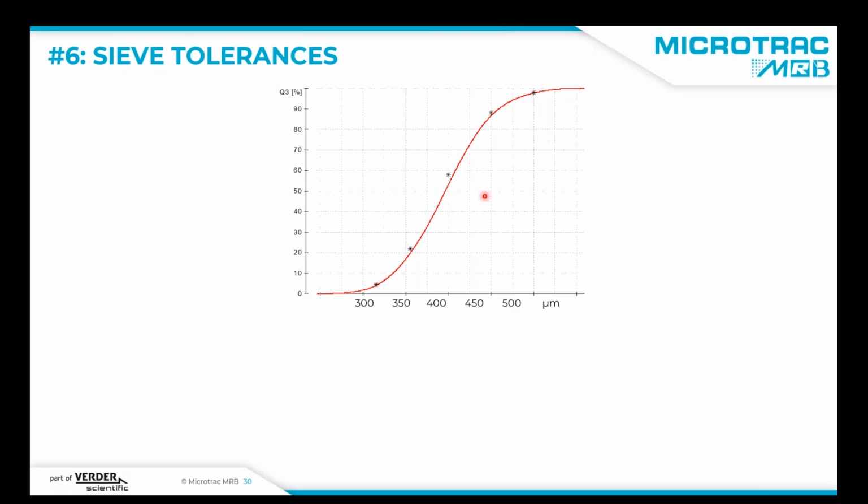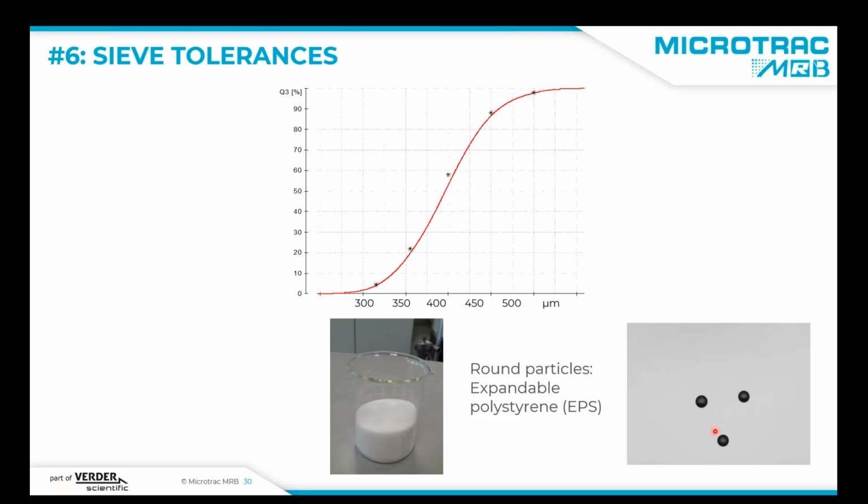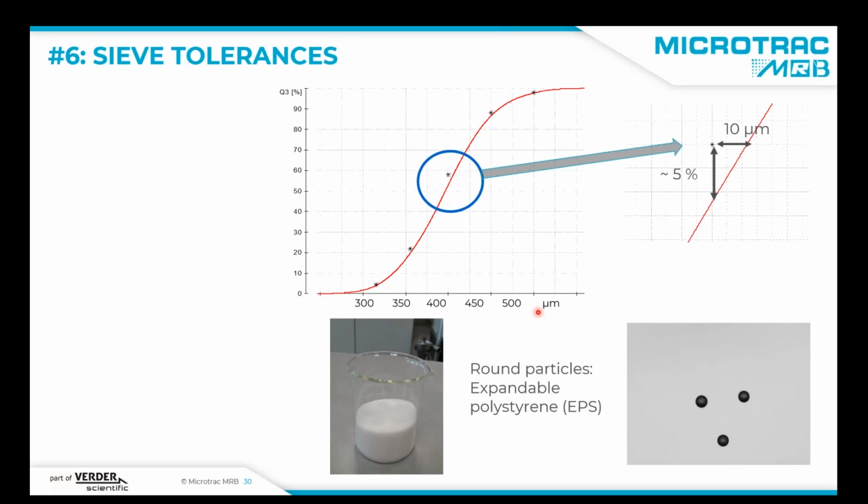Again, we have this chart here where we compare image analysis, the red curve, with sieve data, which are the black asterisks here. Okay, we've seen similar things before. And this time, the correlation is really good, but there's a very slight offset. The particles that we have measured here were expandable polystyrene beads. These are very round particles. This is an image from the ChemSizer. So we would not expect much difference between ChemSizer and sieving, because with round particles we don't have the problem of different size definitions, right?